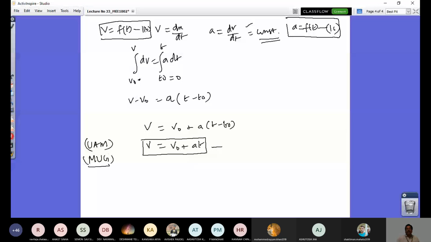So this is equation 1. Let us consider, for a special case, uniformly accelerated motion. I can also now represent x as a function of t. This equation we have, I can use further to get another thing. So how do I do that?